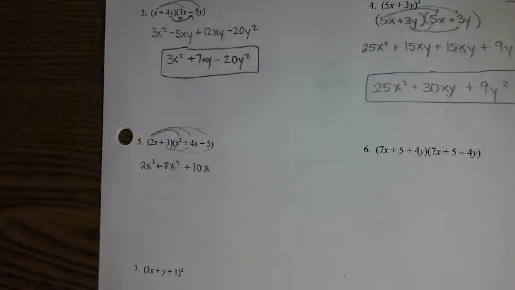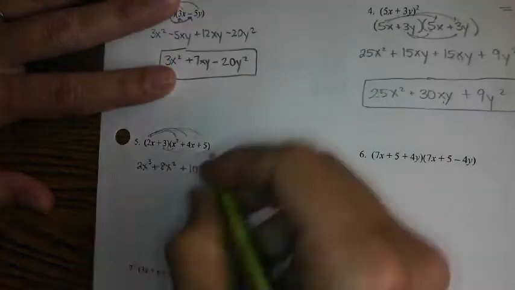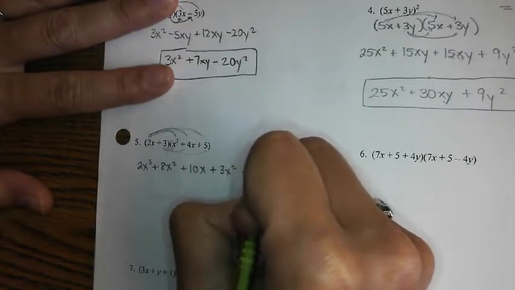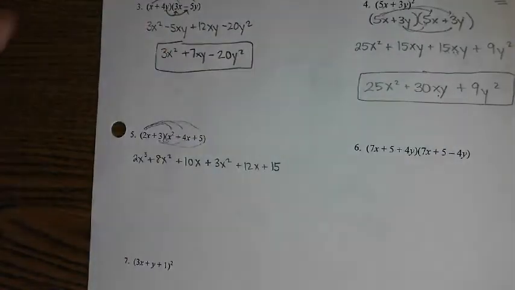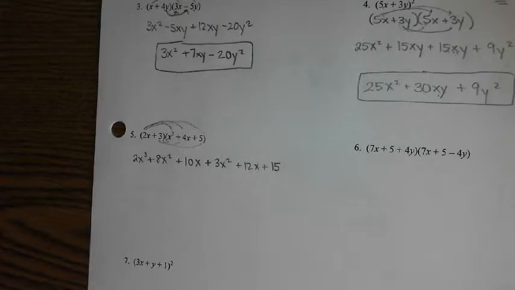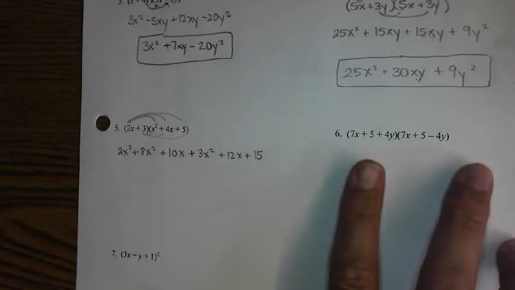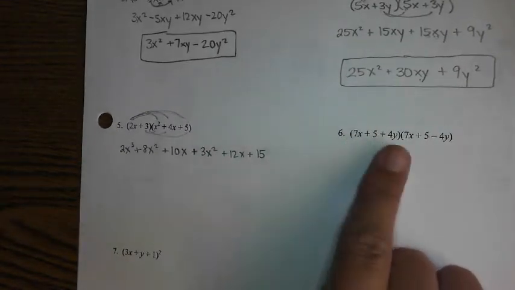Then you move on to your 3, so just carry it on, plus 3x squared, plus a 12x, plus a 15. So in this case, I guess you can call it double distribute, because you distributed twice, the 2x and then the 3. This next one, though, I think you'd have to call triple distribute, because you're distributing a trinomial.